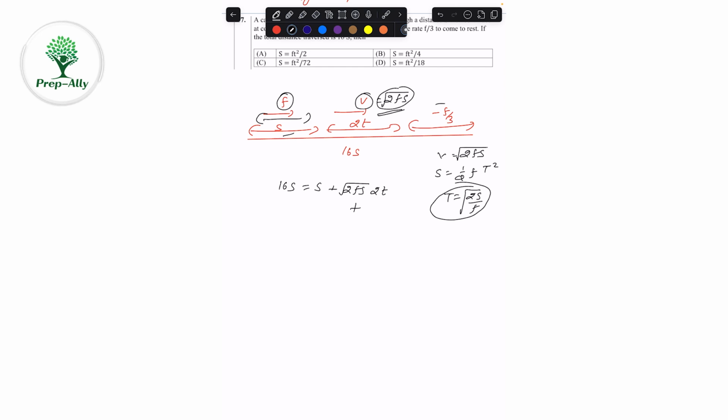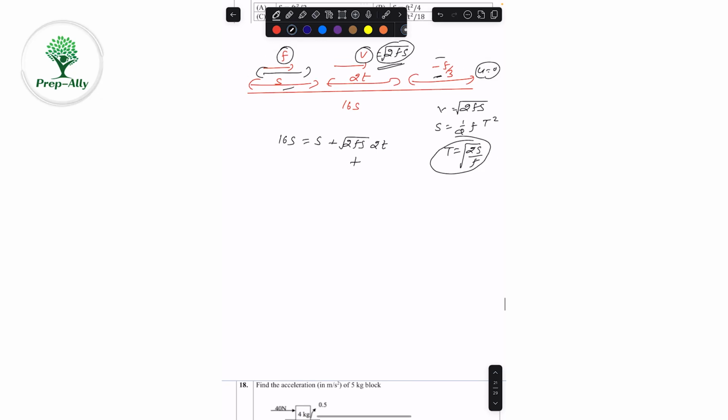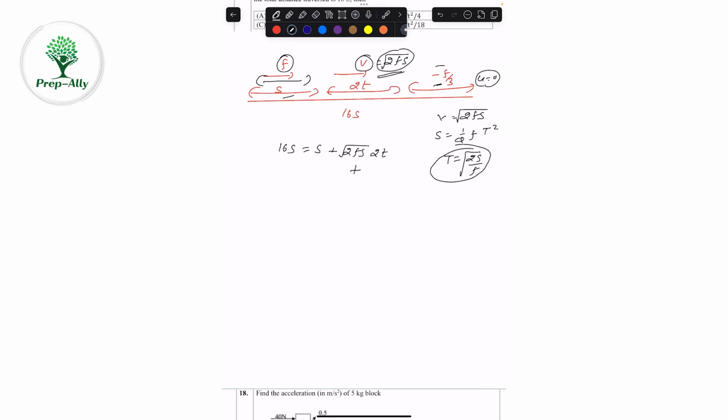Now with this velocity, it comes to a velocity of 0 with a retardation of f by 3. So again the distance traveled is given by v square minus u square equals 2as. We get v square finally is 0 minus u square, which is 2fs. It has to be equal to 2 times acceleration into distance: 2 times minus f by 3, and the distance I'll say is equal to d. Now 2 and 2 are gone, f and f are gone, we'll have 3s equal to d. So the next distance is equal to 3s.